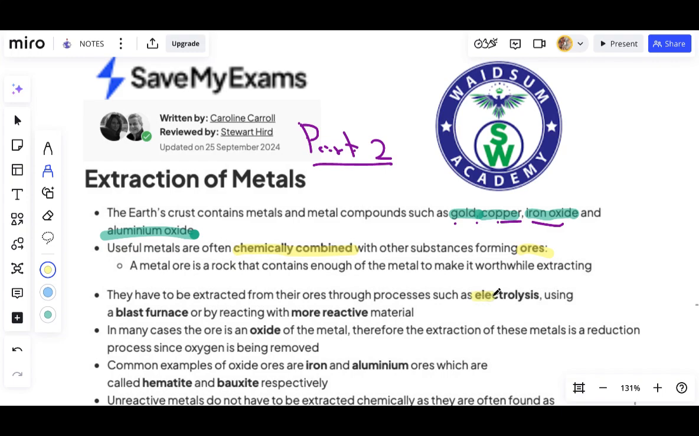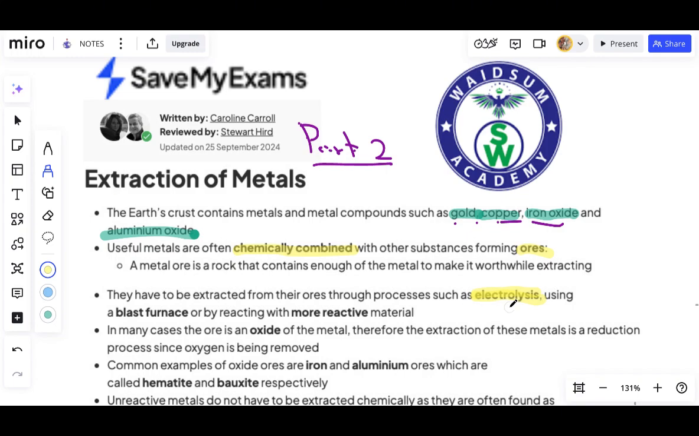The electrolysis method is used to extract the most reactive metals. For example, in the reactivity series, the first top 5 metals, like potassium, sodium, calcium, magnesium, and aluminum. Those very high ones, we use the electrolysis method to extract them from their ore.